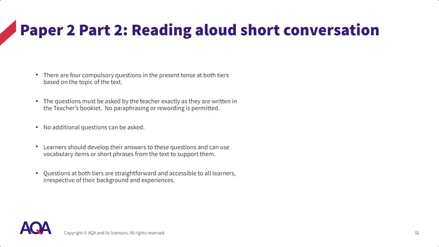All of the 4 questions at both tiers are in the present tense and have to be asked as they are written. There are no additional questions and no paraphrasing or rewording, so this part of the task is very straightforward from a teacher conduct perspective. Also, in the AQA task, unlike other accredited exam boards, students can keep their copy of the text during the short conversation, and if they want to, they can use vocabulary or short phrases to answer the questions. Other accredited exam boards don't allow the text to be retained during the short conversation.